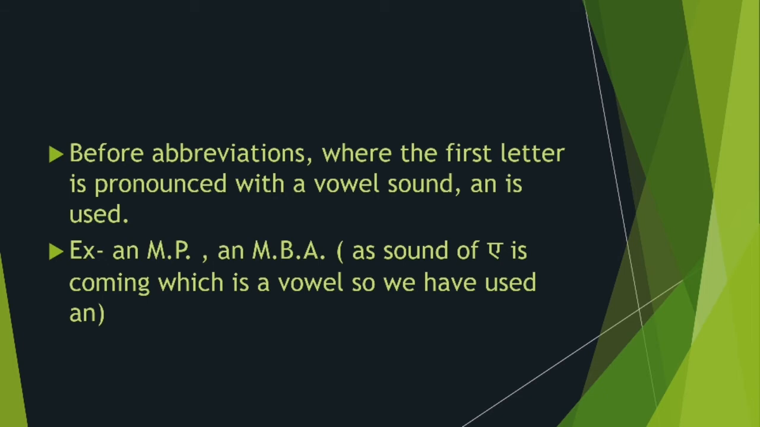Before abbreviations, where the first letter is pronounced with a vowel sound, an is used. Like abbreviations. Okay, short forms. What are abbreviations? Short forms. Like an MP. Now in MP, which sound is coming? A sound is coming, which is a vowel sound. So you will use an. Same way, an M.B.A. Again, a sound is coming, and a sound is a vowel sound. That's why we have used an. Okay? So you have to check the sound, vowel sound and consonant sound.